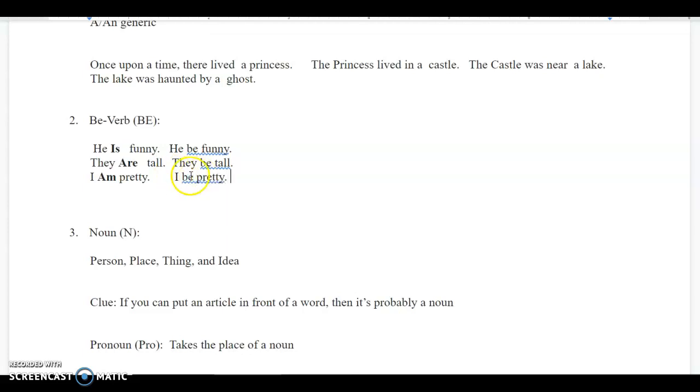Okay. So as you can see, these are grammatically incorrect today, but a long time ago, the rule in Old English was that we didn't have is or are. We just had be verbs. So we would say he be funny, and that would be grammatically correct thousands of years ago. And I'm sure you still hear that today in some types of music. And we will talk about grammar a little bit. But if you say he be funny, they be tall, I be pretty today, okay, you can tell everybody that you're speaking Old English. So there you go. So that's the be verb.